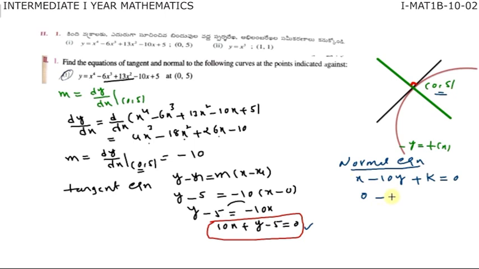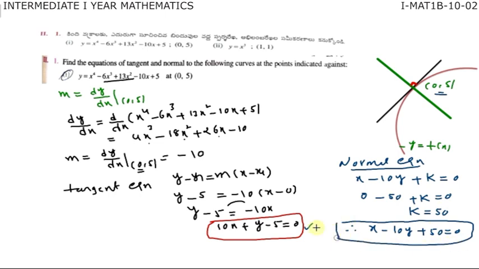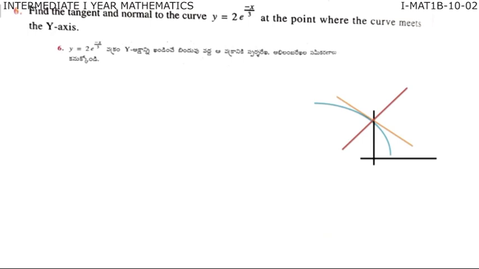Y means 5. 10 into 5 is 50, plus k is equal to 0. So k is equal to, from here I am getting 50. Therefore, the required normal equation is x minus 10y plus 50 is equal to 0. This is the required equation. So first one is the tangent, second one is the normal. So this is the next problem.